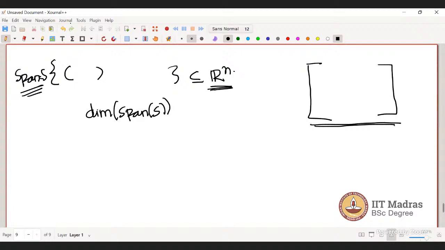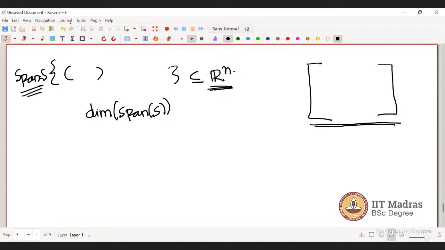Yes, okay. So just to recap, here we have the vector in Rn, so we are translating it into a matrix. For the matrix, we calculate the dimension of span S. So the rank of this matrix will give you the span. Okay, rank of the matrix.